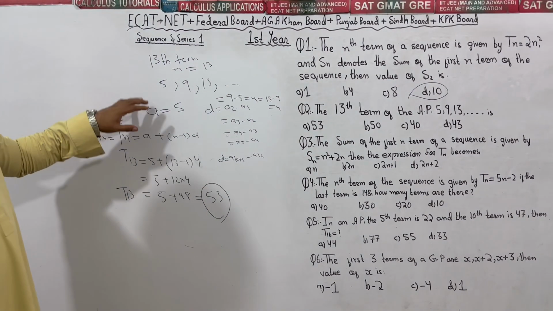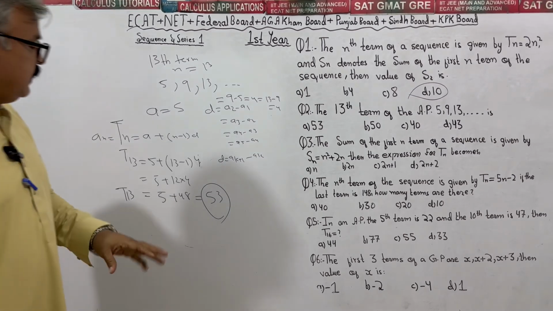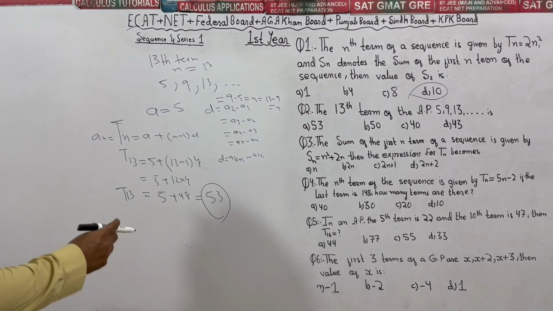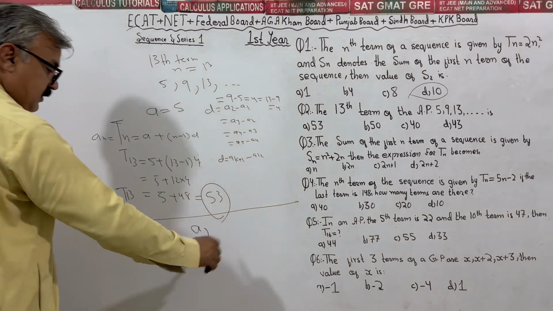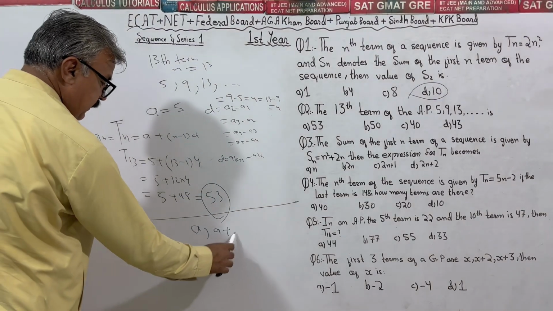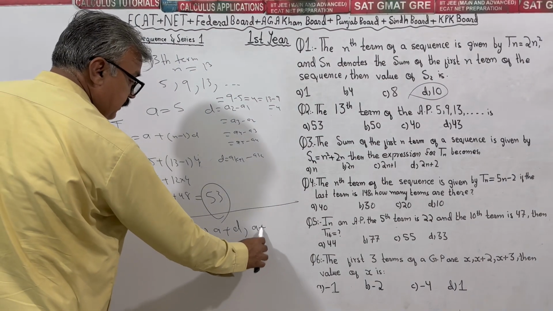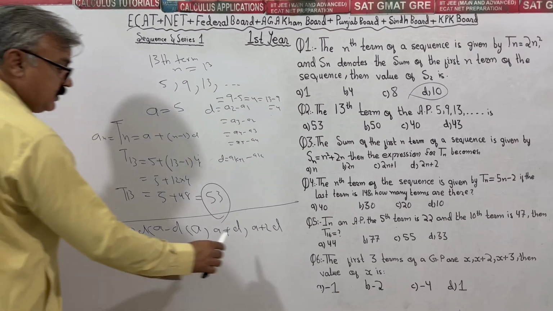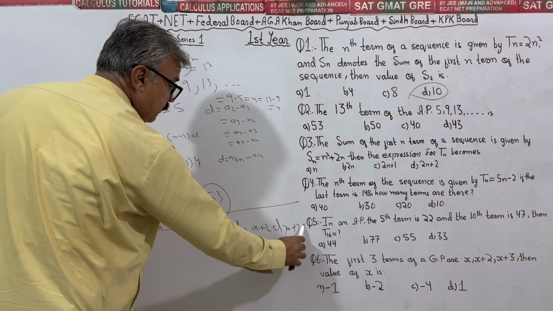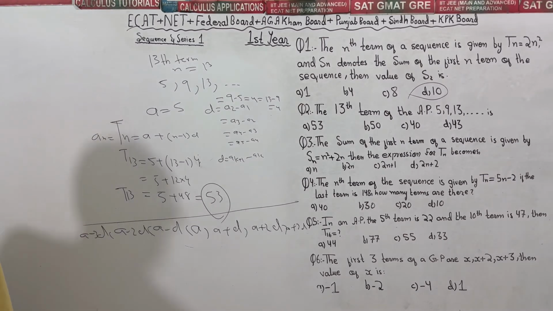We must be familiar with what A is. A is our first term. D is our common difference. Let me give you a good idea of the formation rule for arithmetic progression. Look at this. A. Proceeding further, A plus D. Going back, it's A minus D. Proceeding further, A plus 2D. Keep on adding D. Proceeding backwards, A minus 2D. Proceeding forward, A plus 3D. Proceeding backwards, it's A minus 3D and so on.